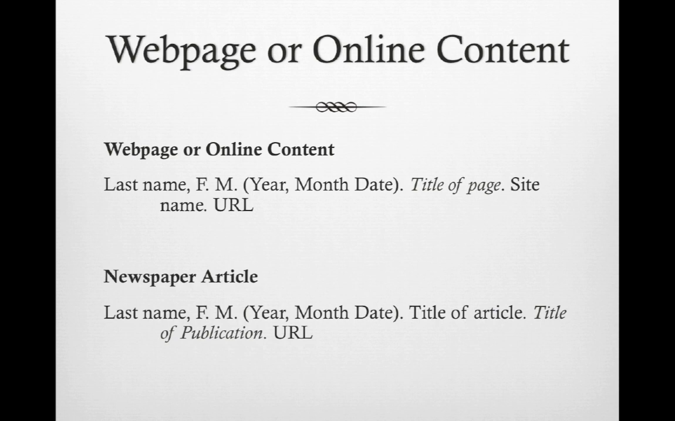It's also common that you might find a newspaper article online. To format this, you'll start again with the author's last name, a comma, their first initial, a period, their middle initial, and another period. In parentheses, you'll provide the year of publication, a comma, the month it was published, and then the day it was published. A period goes outside of the parentheses. Next, you'll provide the title of the newspaper article, and then you will provide the title of the publication in italics. Again, this will be followed by the direct URL where this information can be found.